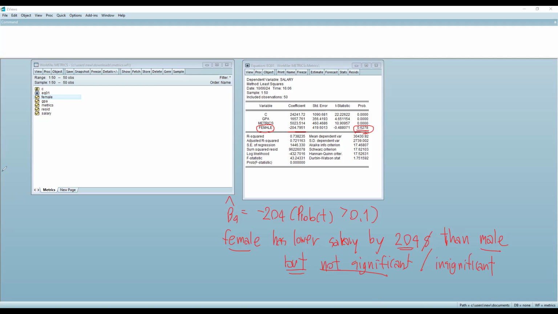Moreover, you may write that gender, or the color is so bad, let's change the color. This means gender has no effect on salary. Okay, you can write this one or you can write this one, depending on the style that you need.